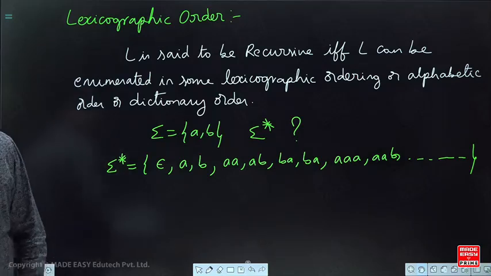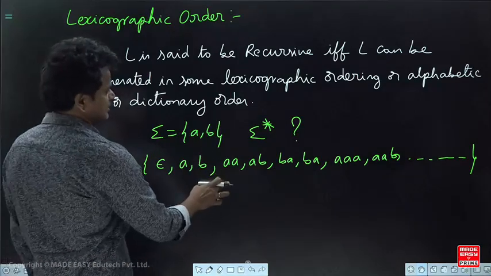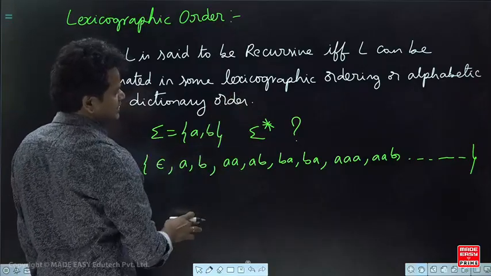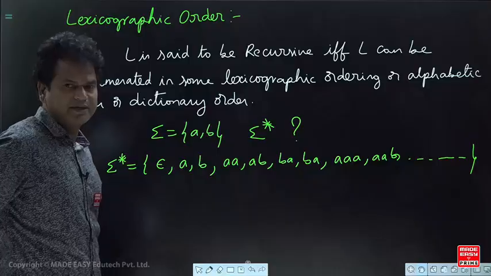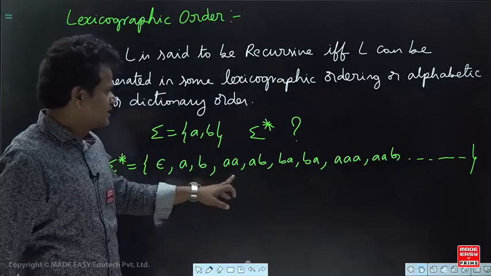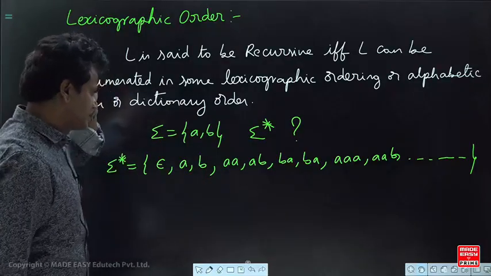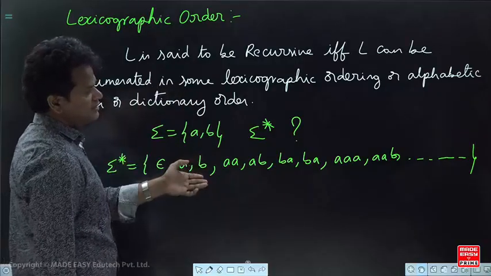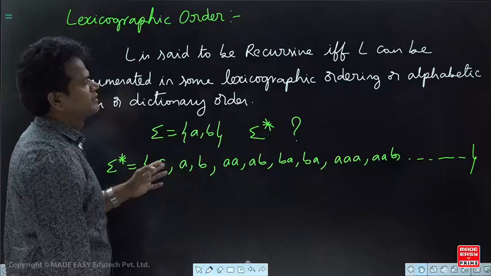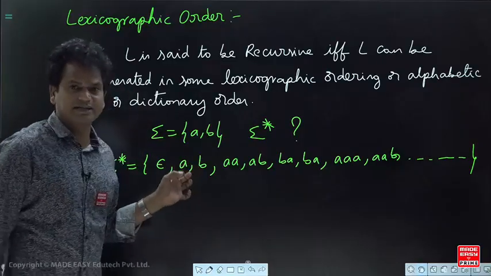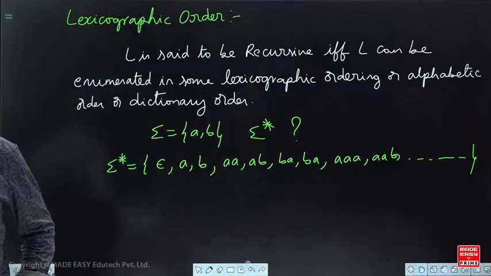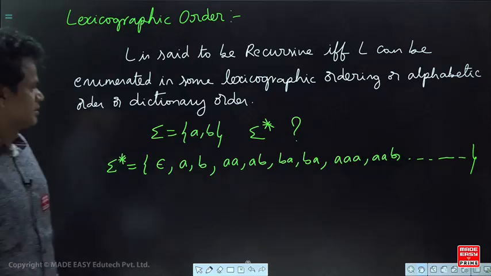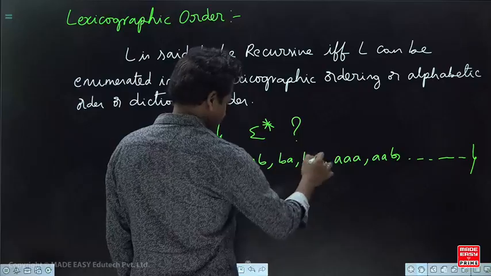So here sigma star is regular, but if a language is in lexicographic order, it need not be regular. It can be recursive. Are you following? It doesn't mean that, sir, this is regular, so every recursive is regular. No. If a language is in lexicographic order, can we say regular? No. A language in lexicographic order doesn't mean that it is regular. It is recursive.